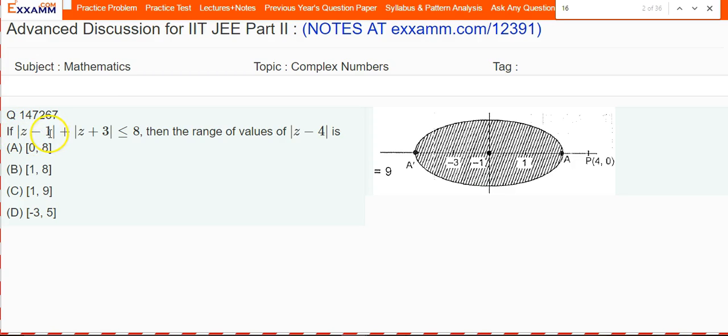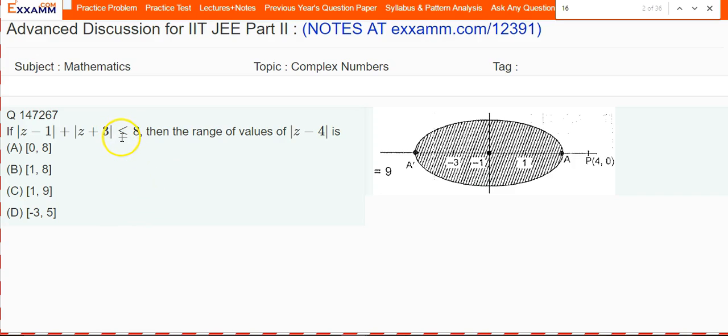Here, modulus of z minus 1 plus modulus of z plus 3 is given to be less than or equal to 8. So what is the value of z1 here? It is 1. And what is the value of z2? It is minus 3, because in the equation it was modulus of z minus z1 plus modulus of z minus z2 is equal to 8.